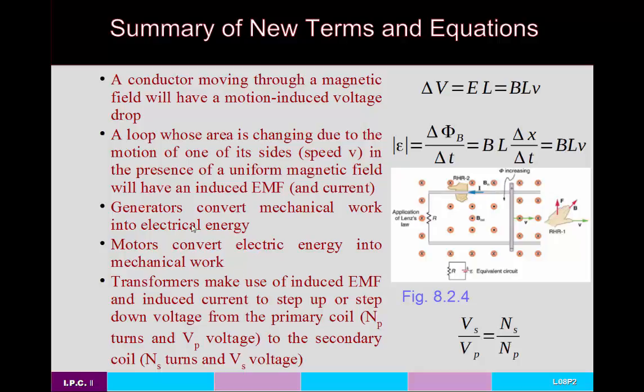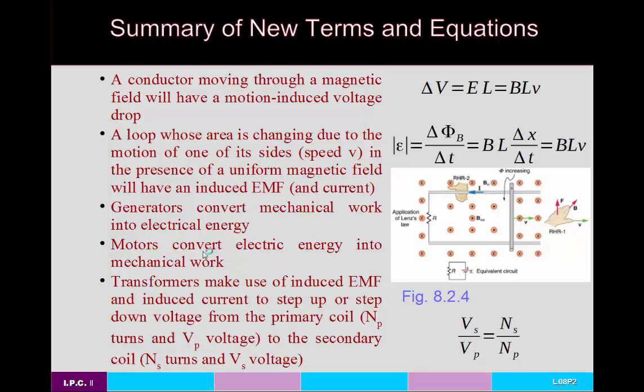Then what's left in this lecture part is that we discuss generators, which convert from mechanical work into electrical energy. We discussed motors, which did the opposite. They converted from electric energy into mechanical work. And then we discussed transformers, which can be used to step up or step down the voltage using a primary coil and a secondary coil, such that the ratio of the secondary to the primary voltage is the ratio of the number of turns in the secondary to the primary coil. We did not, however, discuss them quite in this order. We talked about transformers first, then generators and motors.